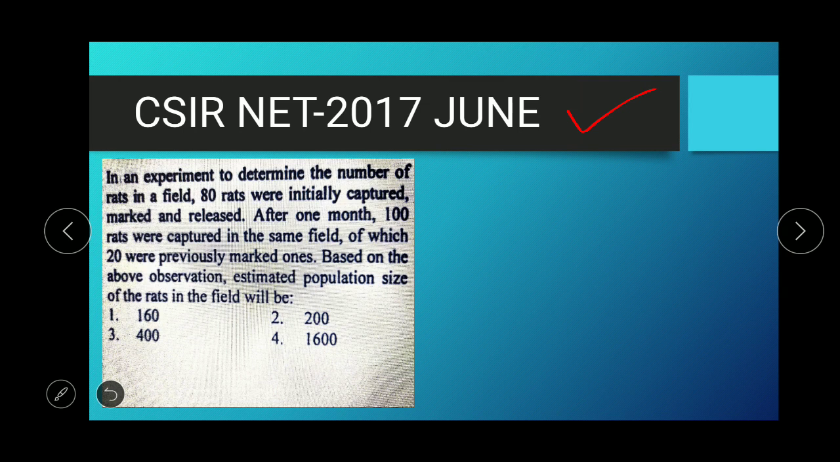First of all, we have to see what N1, N2 and N3 are. As the question suggests, 80 rats are initially captured, so N1 will be equal to 80. After that, again 100 rats are captured in the same field. That is the recapture, so it will be N2, multiplied by 100. And 20 of them are marked, so N3 will be 20. Here we will divide by 20, cut this with 80, and it will be 400. The answer will be option 3.